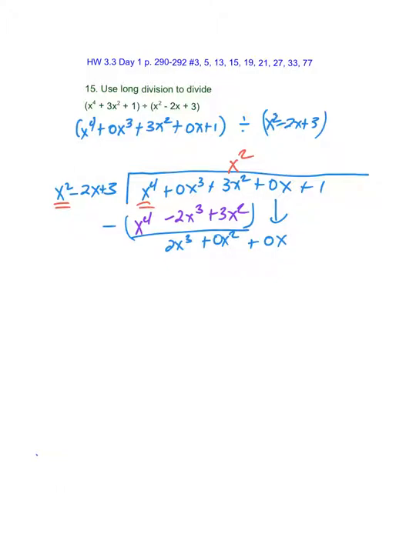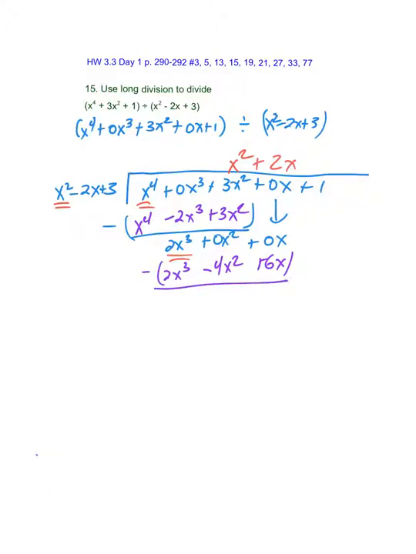Next thing we need to ask ourselves is how many times does x squared go into 2x cubed? Or what do you multiply x squared by to get 2x cubed? That will be 2x. So I'm going to put plus 2x in the quotient on top of the little house. Now we're going to multiply. 2x times x squared is 2x cubed. 2x times negative 2x is minus 4x squared. 2x times 3 is plus 6x. And then we're going to subtract.